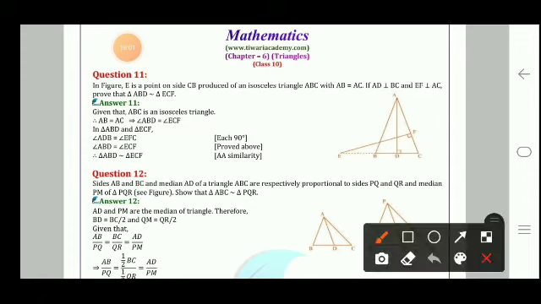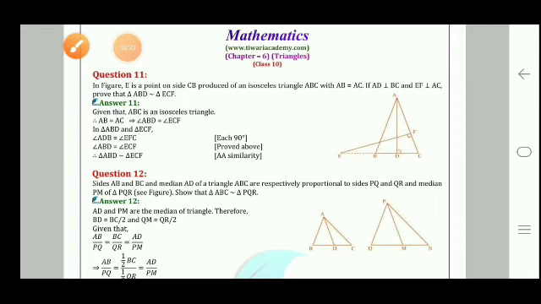Okay, so it is an isosceles triangle, so AB is equal to AC, and therefore angle ABD is equal to angle ECF. Now in triangle ABD and triangle CEF, angle ADB and angle EFC are 90 degrees each, and we have just proved that the other angles are equal, so therefore the triangles are similar by angle criteria.